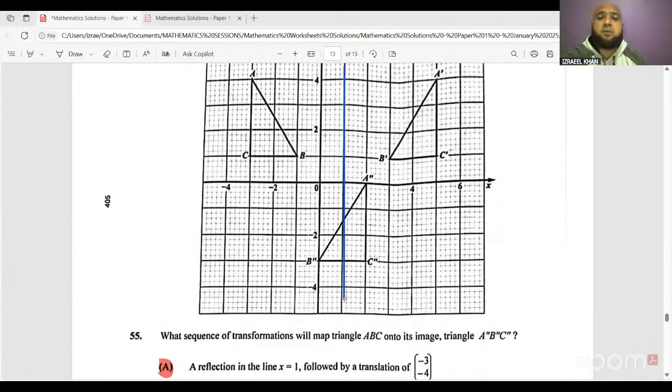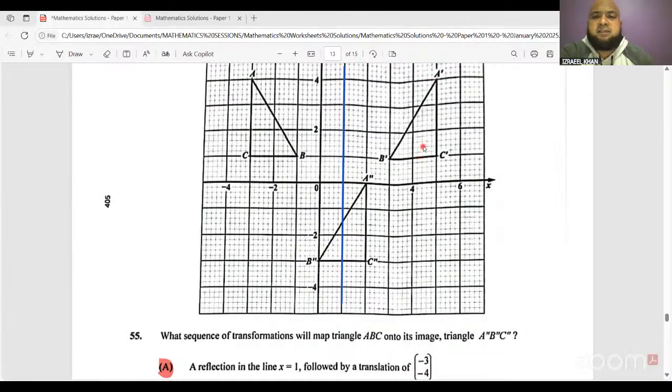This is x equals 1. Okay. If I reflect this about x equals 1, you'll get this triangle. In case you're wondering how, this is 2 blocks here, and here's also 2 blocks. This is 4 blocks, here's also 4 blocks. So the points are equidistant. They're on equal sides of the axis or the mirror line.